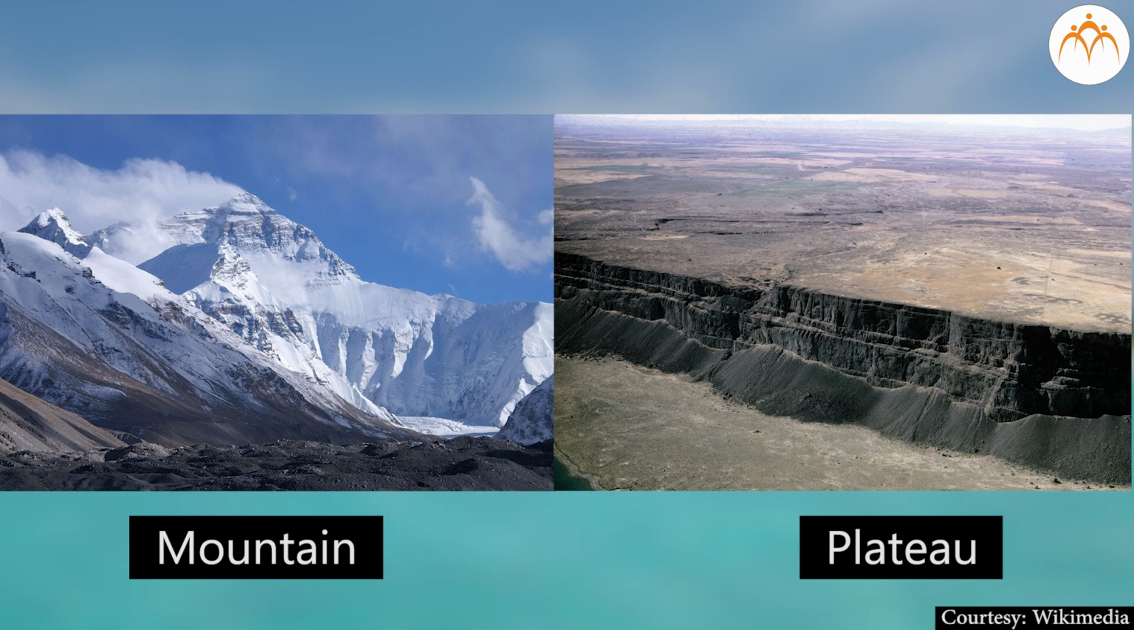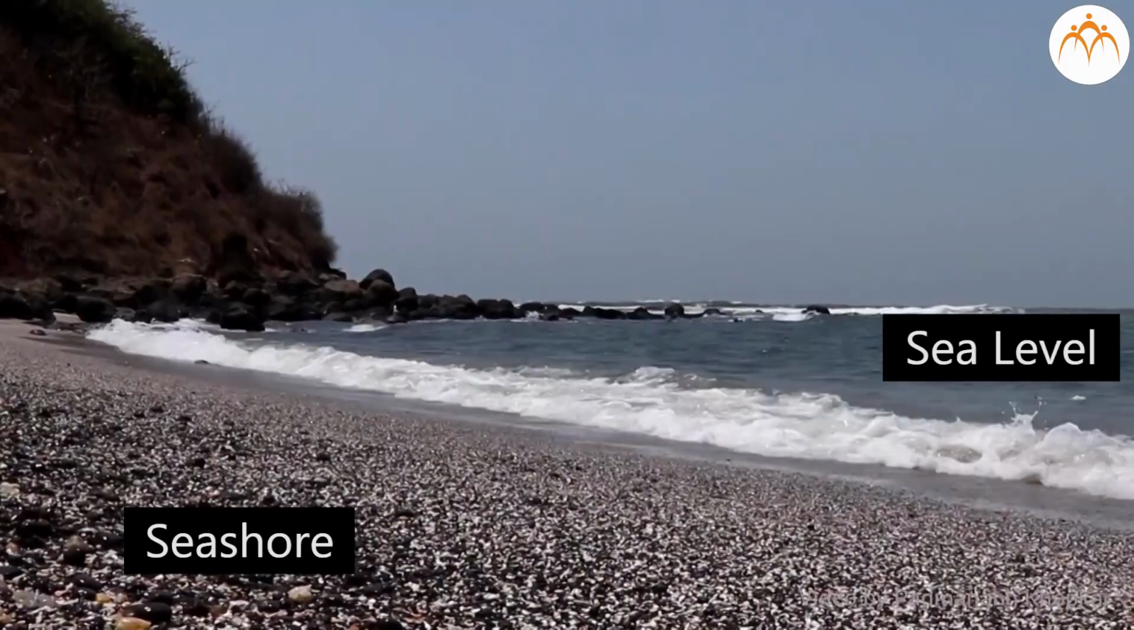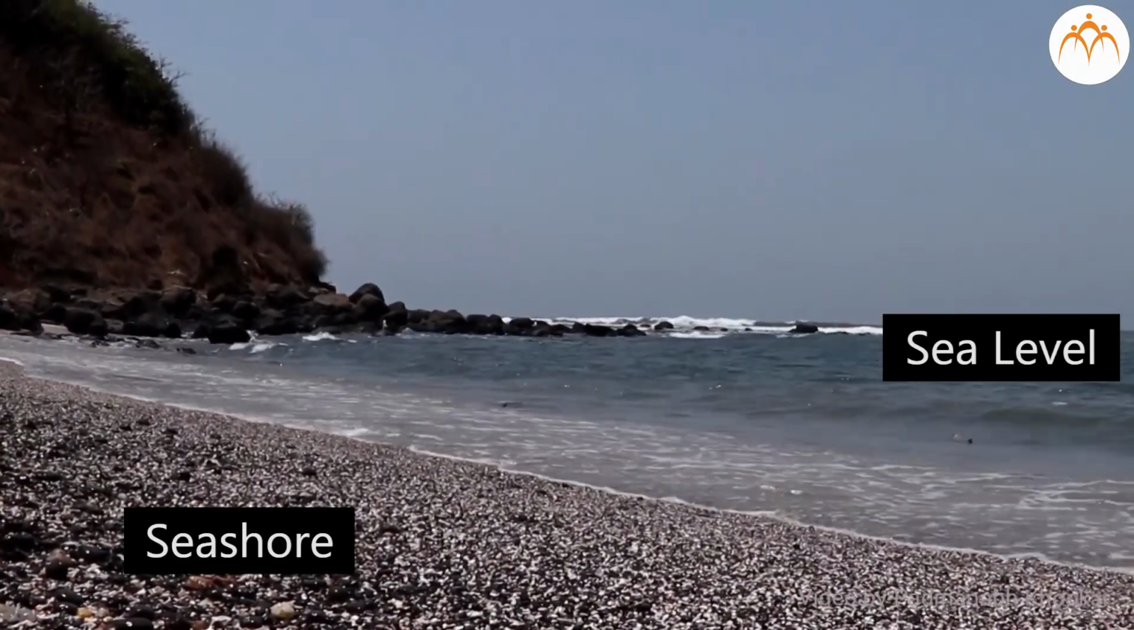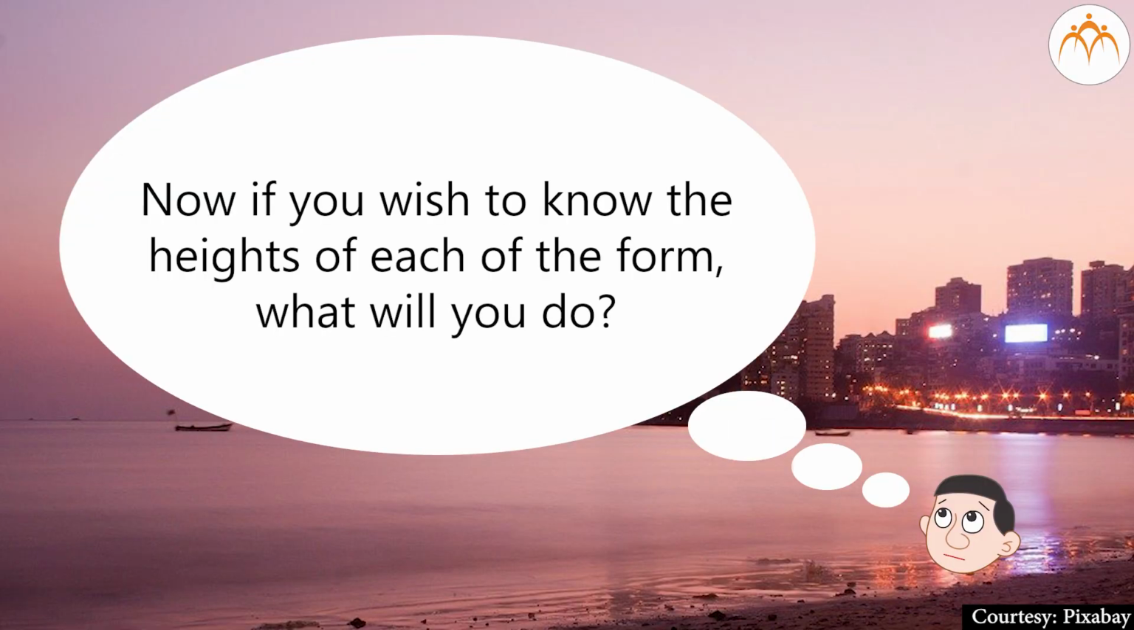The mountain is higher than the plateau. The plateau is at a considerable height above the seashore. The seashore itself is at a slightly greater height than the sea level. Now, if you wish to know the heights of each of the forms, what will you do?